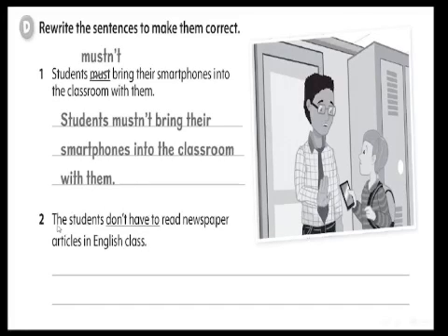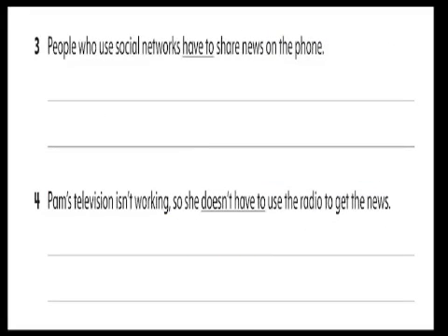Let's move to number 2. The students don't have to read newspaper articles in English class. It's not optional for students, so they need to read newspaper articles in English class to improve their reading. So we change don't have to and write have to instead. It becomes: the students have to read newspaper articles in English class. Now do numbers 3 and 4 by yourselves, please. They are homework as well.